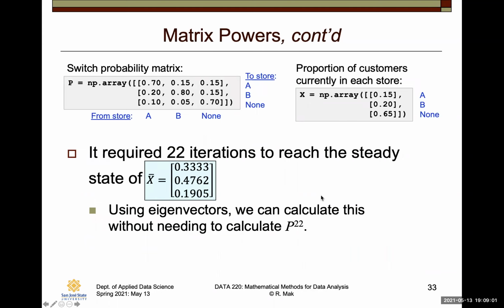Now it turns out that we can use eigenvalues and eigenvectors to calculate this without needing to calculate p to the 22nd power. So remember, I said early on that by decomposing a matrix into its eigenvalues and eigenvectors, certain matrix operations can be done more efficiently and with fewer calculations that might generate round-off errors. Okay. All right, so let's see how we do that.